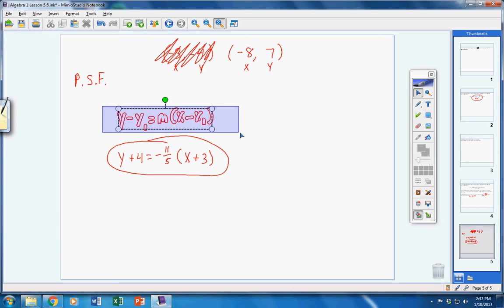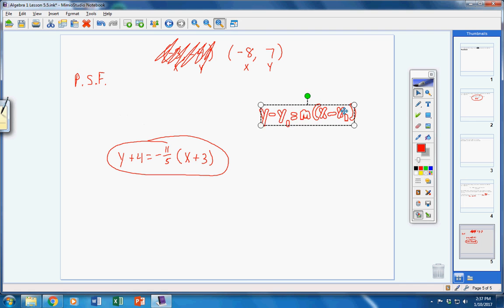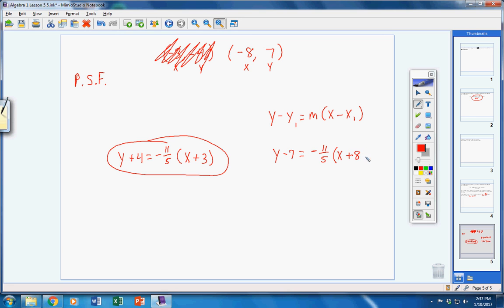Exact same model. And now let's use the other point. So y minus y, your y is a 7, so y minus 7 equals m. Our slope is negative 11 fifths. x minus x, your x is a negative 8, so x minus a negative 8, that's plus 8. And again, you're done. So on a test or a quiz, either one of these two answers would suffice.